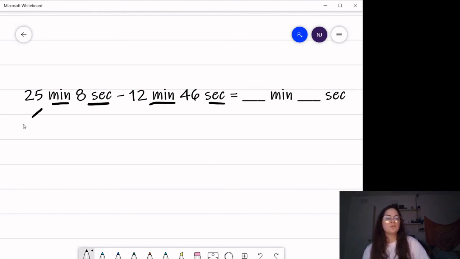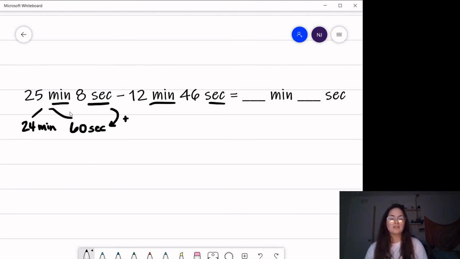So I'm going to decompose my 25 minutes into 24 minutes, and then I'm going to turn one of those minutes into seconds. There are 60 seconds in a minute, so instead of 25 minutes, it's now 24 minutes, 60 seconds. I'm going to add on my 8 seconds that I already had, because I want to keep all of my seconds together. I don't want to forget about it, so I'm going to add the 8 plus the 60, so now I actually have 68 seconds. So now I'm ready to subtract. I'm going to take away the 46 from my 68.